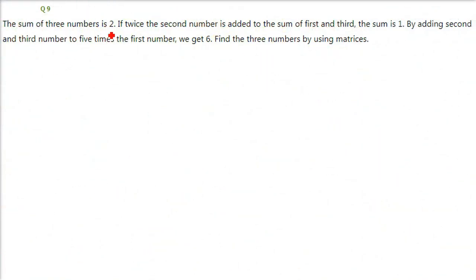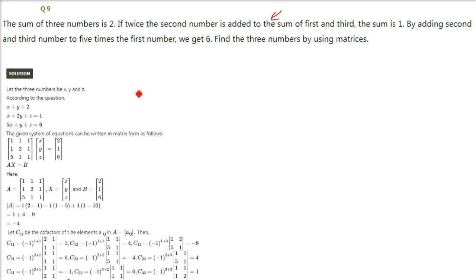The sum of three numbers is 2. If twice the second number is added to the sum of first and third, the sum is 1. By adding second and third number to 5 times the first number, we get 6. Find the three numbers by using matrices. Now we have to solve this sentence type of mathematical question with the help of matrices.